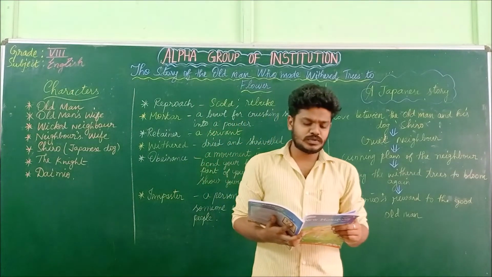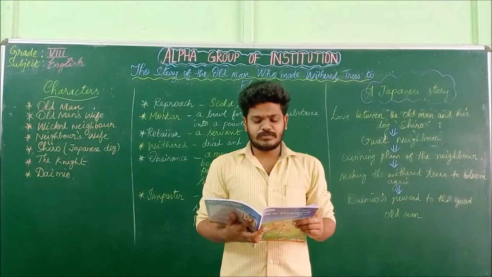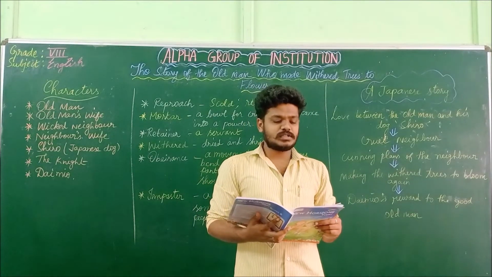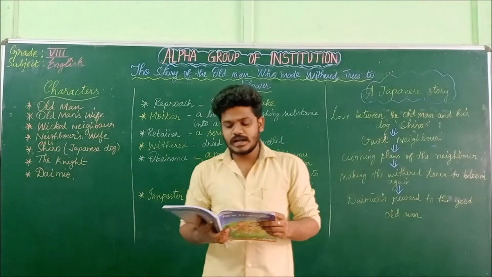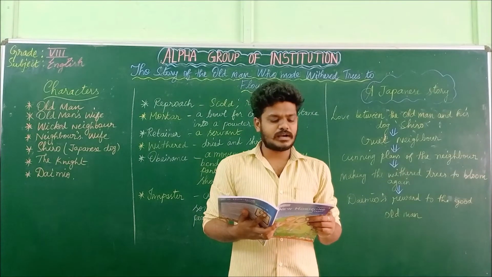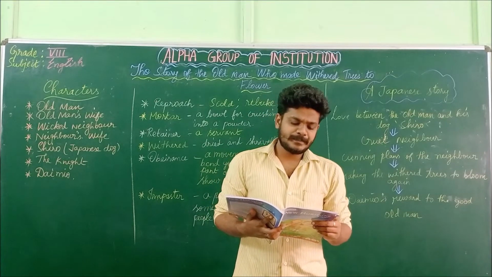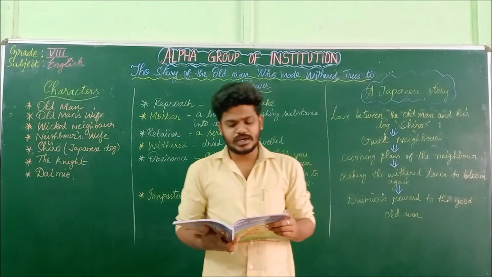The Daimyo ordered that the old man should call himself by the name of Hanasaka Jiji, or the old man who makes the trees blossom, and that henceforth all would recognize him by this name. And he sent him home with great honor.